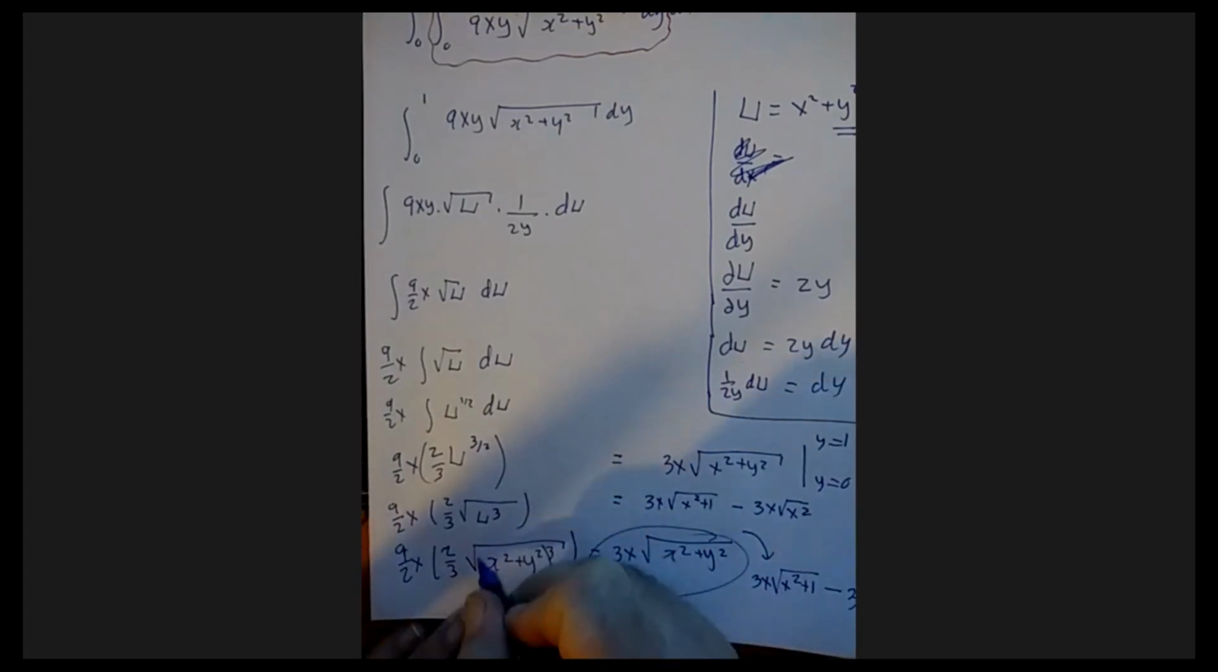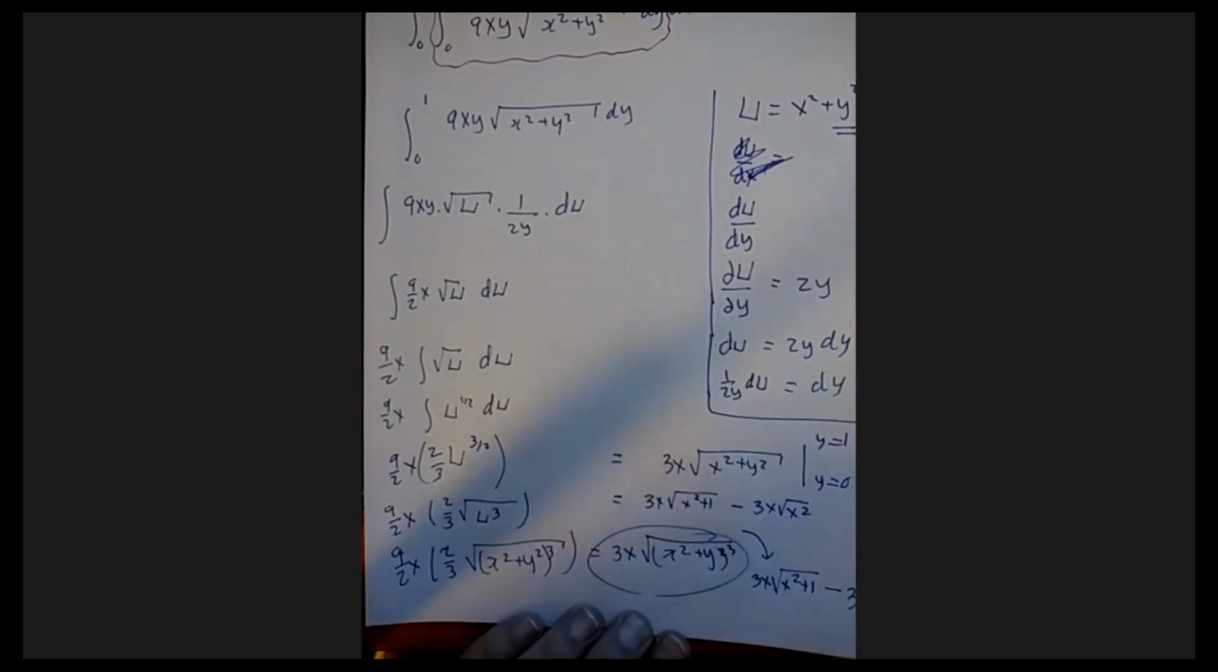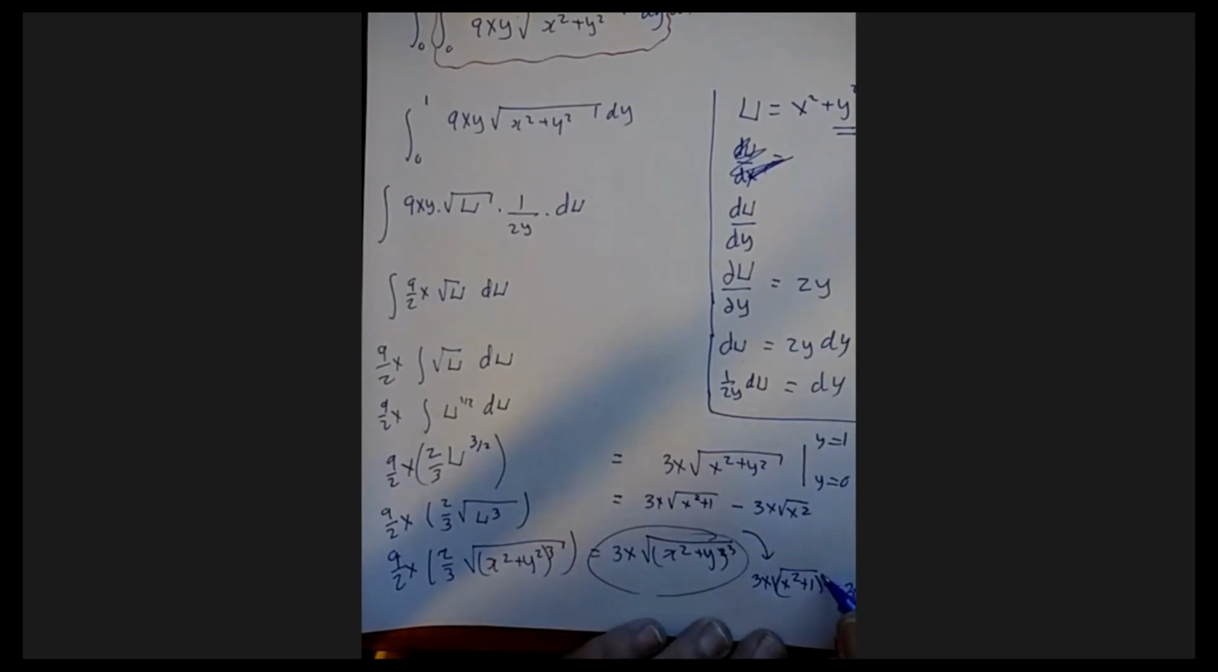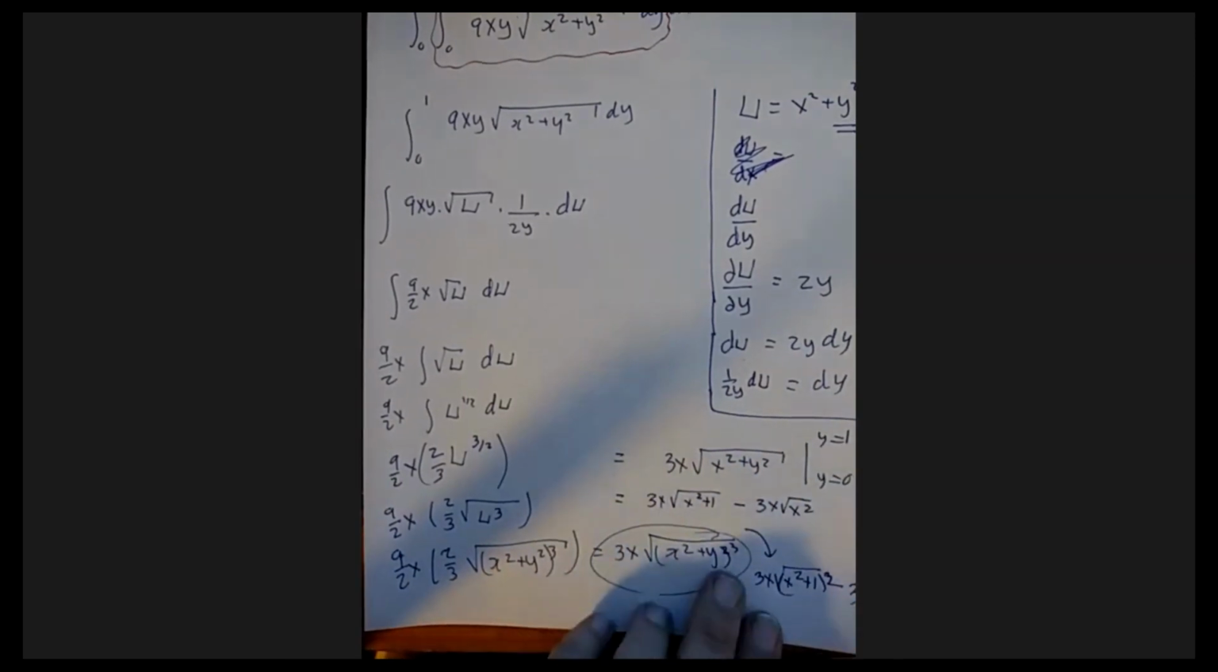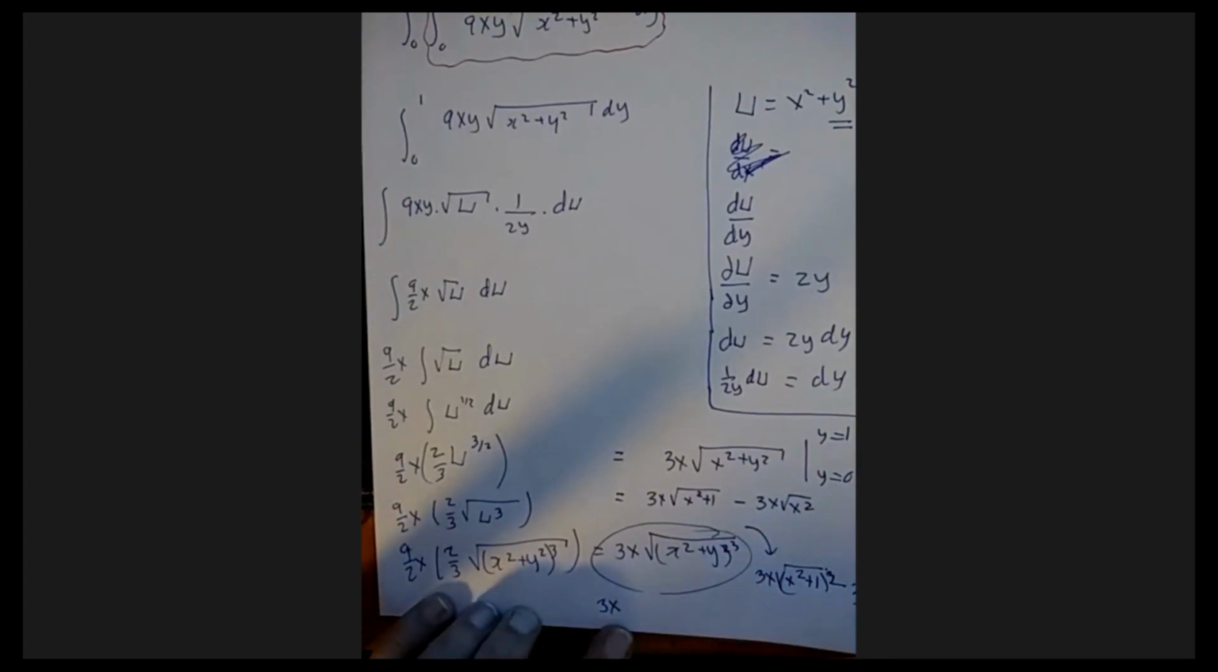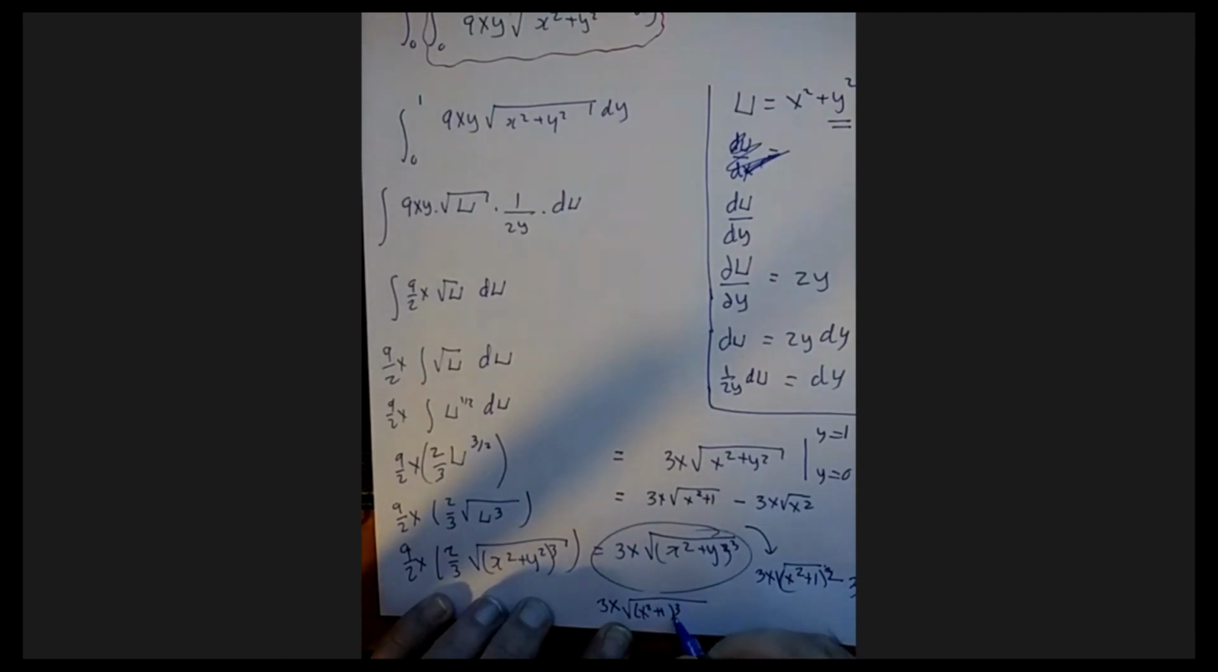Shouldn't the x squared plus y squared be cubed? Oh, correct. Which is going to make x to the 6. Square root of x to the 6 is x to the 3. Thank you for catching that. So it's 3x, the square root of x squared plus 1 cubed, which I'm happy about.